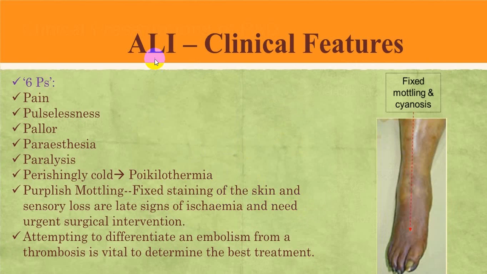Acute limb ischemia can have 5P: pain, absent pulse, pallor, paresthesia, paralysis. Add cold clammy extremities, also called poikilothermia, and purplish mottling. These are the 6P. So these are the common presentations. This is very commonly secondary to embolism or thrombosis. There is a fixed area of mottling and cyanosis in this particular type of presentation, what we call acute limb ischemia.